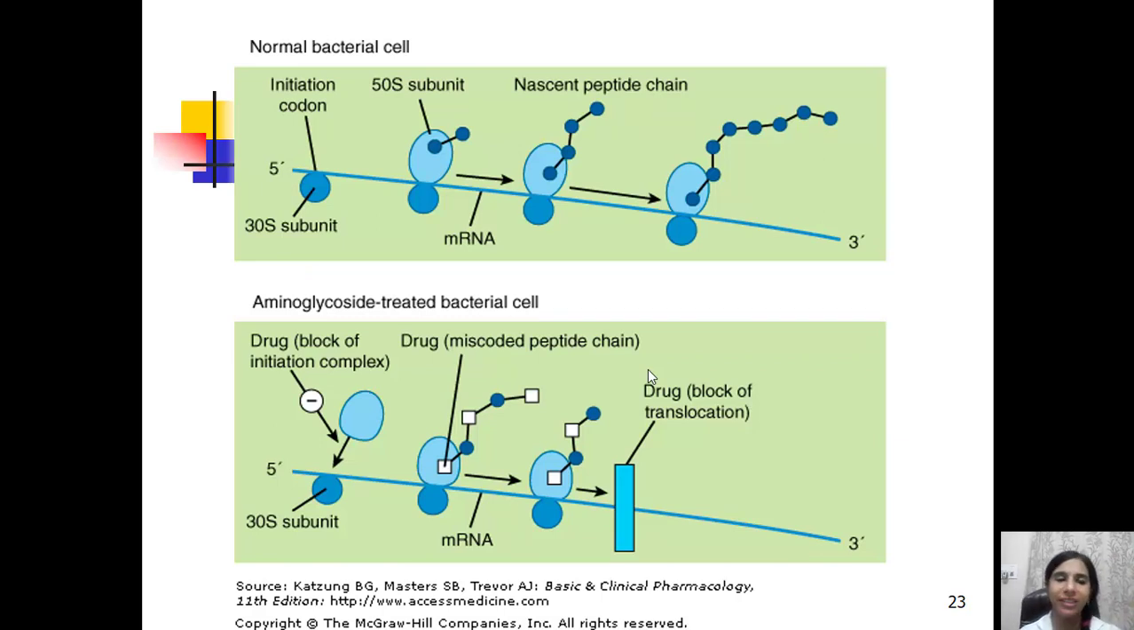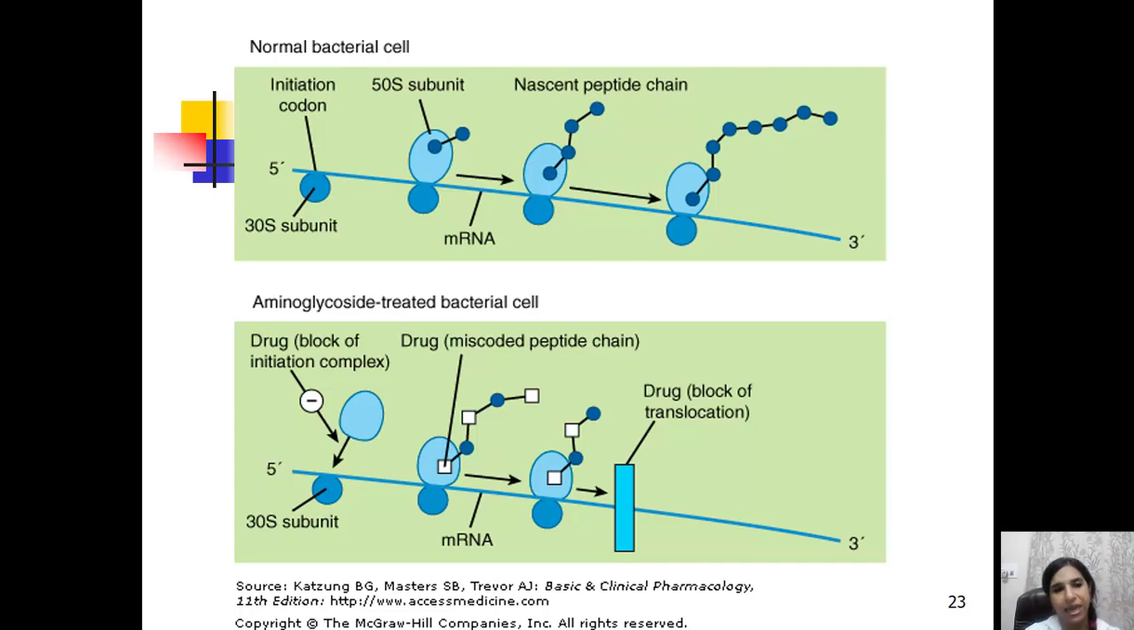You can see the normal bacterial cell, and as I told you, the bacterial ribosome comprises two subunits, the 50S subunit and the 30S ribosomal subunit, which forms the initiation codon, and this is the transcription along the mRNA, formation of the nascent polypeptide chain which elongates, as I told you in my previous session.